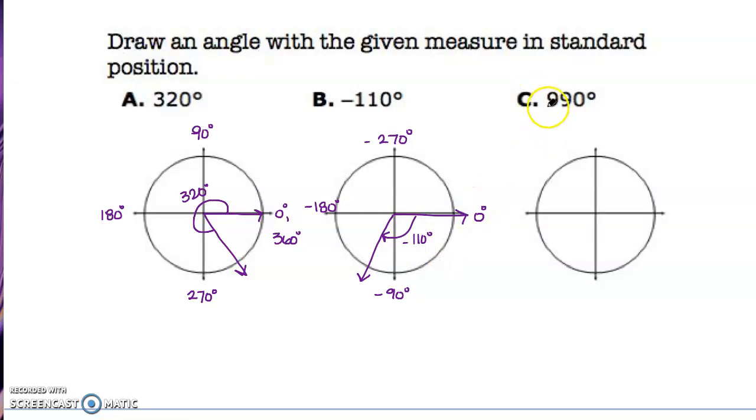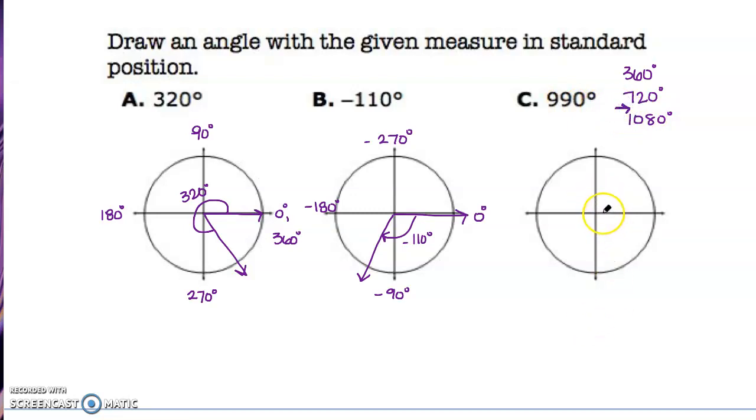For example C, 990 degrees, so well past that 360-degree mark. So if we think about multiples, we would start with 360 as one rotation. 720 would give us 2 rotations. 1080 would be 3 full rotations around the axis. So we're stopping somewhere between 2 and 3 rotations.